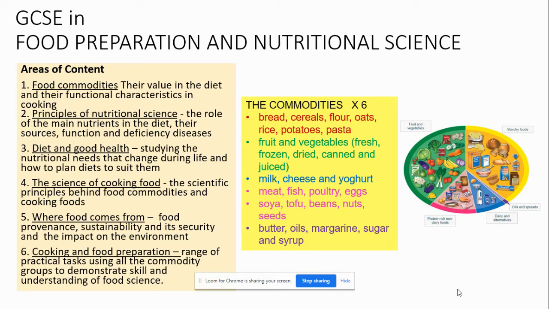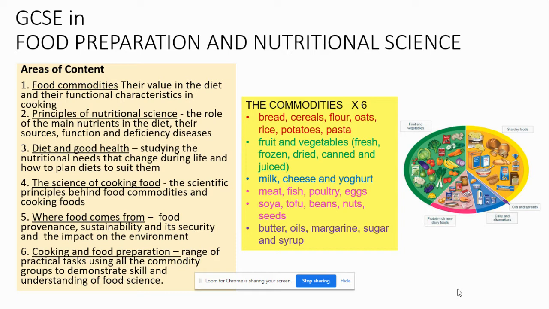We do study the principles of nutrition with these ingredients, so we have a look at the chemistry and the biology in relation to the human body. We also look at how nutritional needs change throughout life, from children all the way through to adults, and how to plan specific diets to suit different people. We also look at international foods and foods from around the world and how to cater for different demographics. So this is quite interesting.